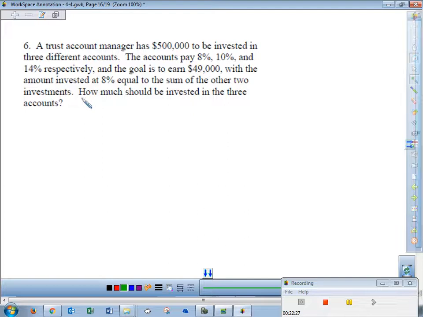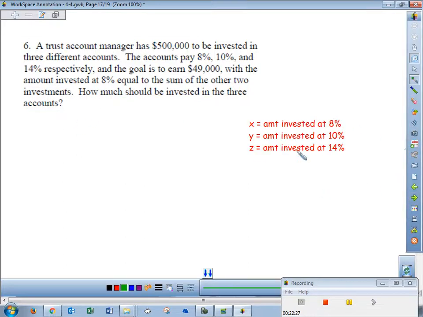First, by defining the variables, you should read the question. How much should be invested in the 3 accounts? So let's define 3 different variables. You got X, Y, and Z, and these are the 3 accounts that they listed. Again, pause the video so you can get that written down.